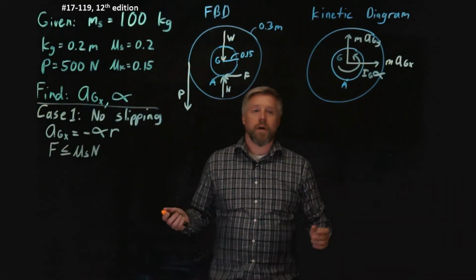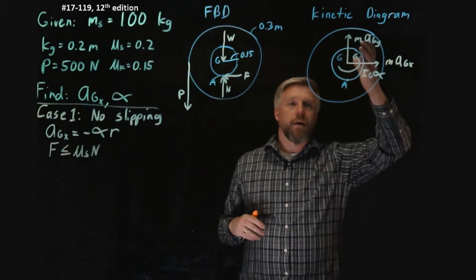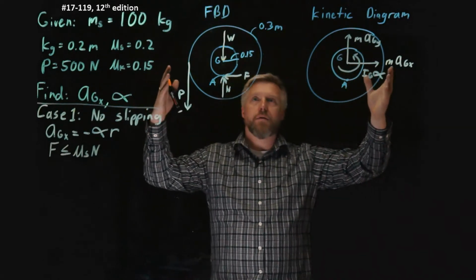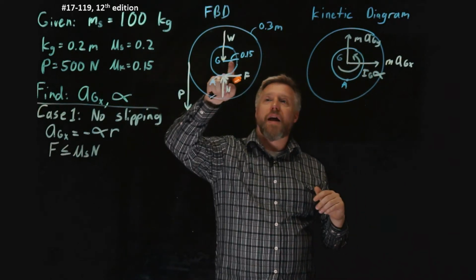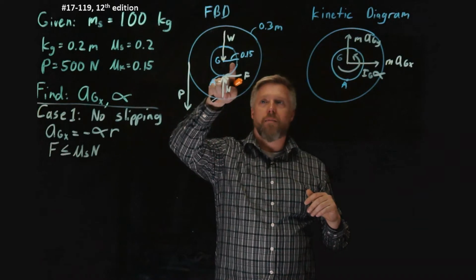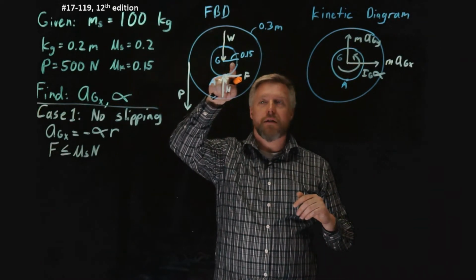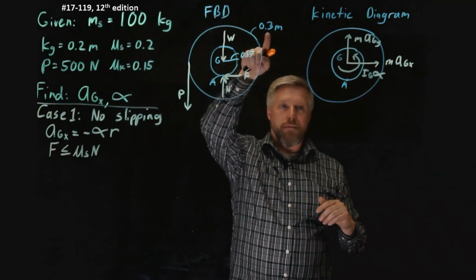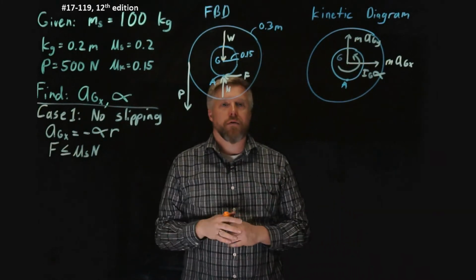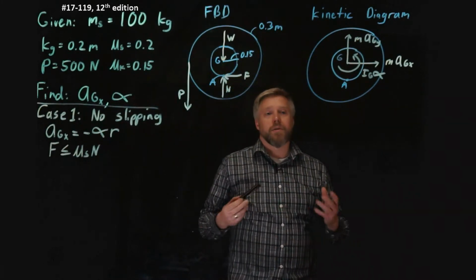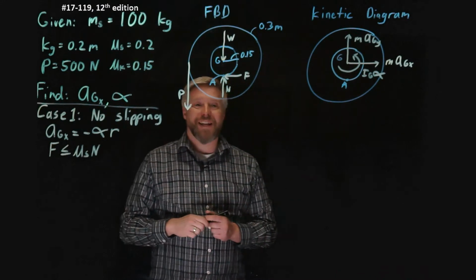How do we do that? Well, I have moved our free body diagram and our kinetic diagram up here so we can use them both. The only thing I've added is the distances, the radii. We've got 0.15 meters is the inside radius, 0.3 meters is the outside radius. So we have that information. And what we're going to do is use our kinetic diagram. We're going to use what's called kinetic moments.